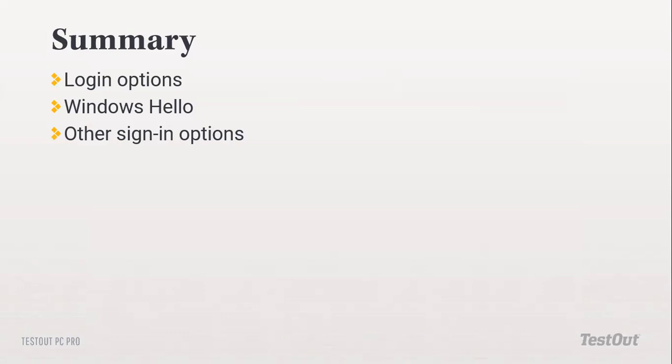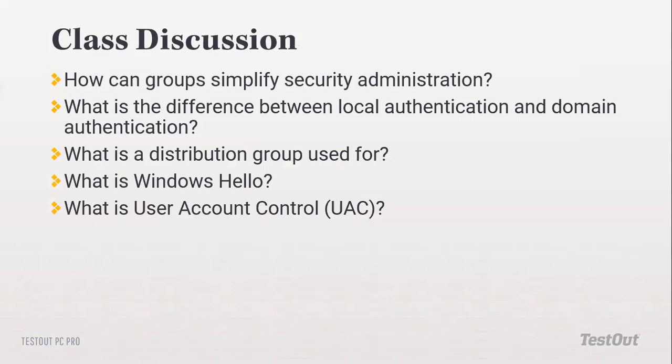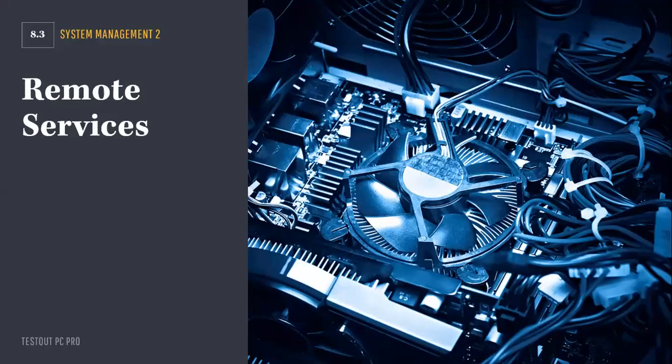So summarily, we've talked about the various Windows Hello logins and other signing options. Windows Hello is made of the fingerprint, the face recognition, and the PIN signing options, whereas the other signing options are security keys and picture password. That is it for the session.